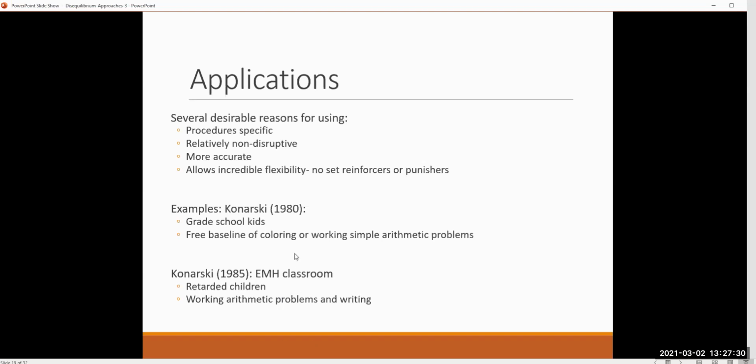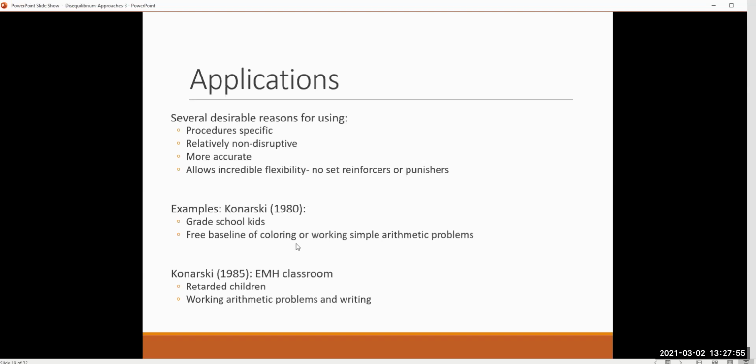And so he made a contingency. If you color for 45 minutes today, then you can earn your math back. And the children would do it. And again, he did this with what he called retarded children. And there's an article back there. We call them developmentally disabled or cognitively impaired kids today. They were what they called educationally mentally handicapped back then, or low to moderate functioning kids.